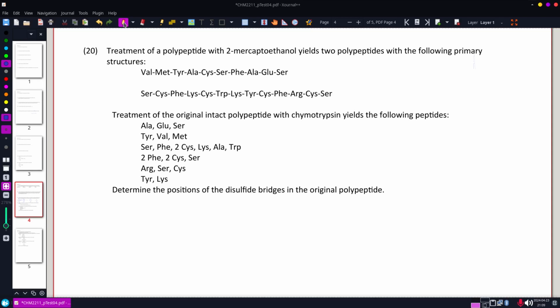Treatment of the polypeptide with 2-mercaptoethanol yields 2 polypeptides with the following primary sequences. So I gave you that complete sequence, both of those strands. We want to try to figure out where they're linked. Well, I do know one thing for sure.